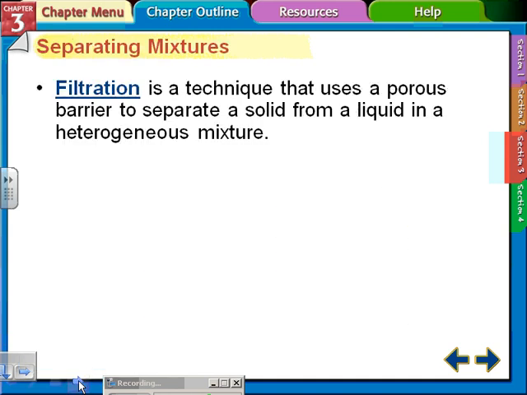All right, yesterday we did a lab over chromatography, which is one way of separating mixtures. Some other mixture separating techniques: one is filtration, and this is a technique that uses a porous barrier to separate a solid from a liquid in a heterogeneous mixture. This sounds too easy, but this is exactly what it is.